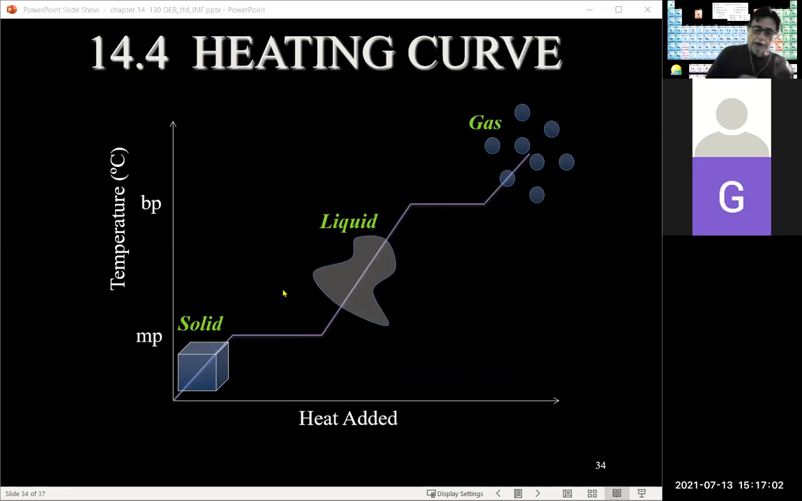Okay, what we're doing here is something we could normally do in the lab. You can demonstrate this. So we take a material which is a solid, and we start noting the temperature, and then we add heat to the system, and we periodically check the temperature. The result is that we create this graph.